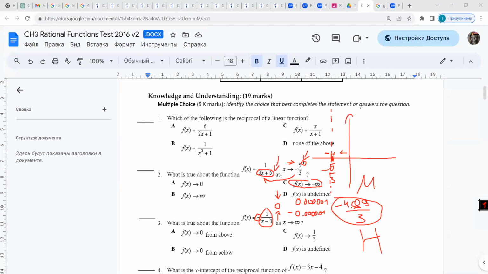This is our y-axis. 0 is here. Negative numbers are below the x-axis, and positive numbers are above. So in this case, we approach 0 from below, and your answer B is correct. Great job, Hala. Now waiting for Muhammad.